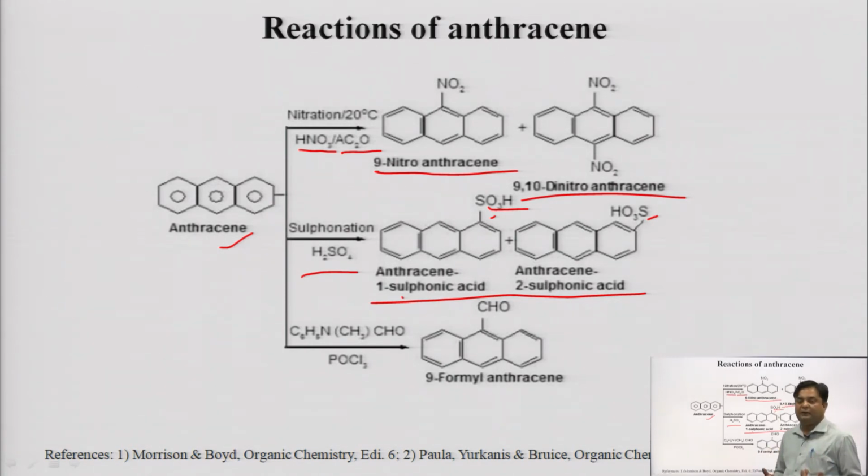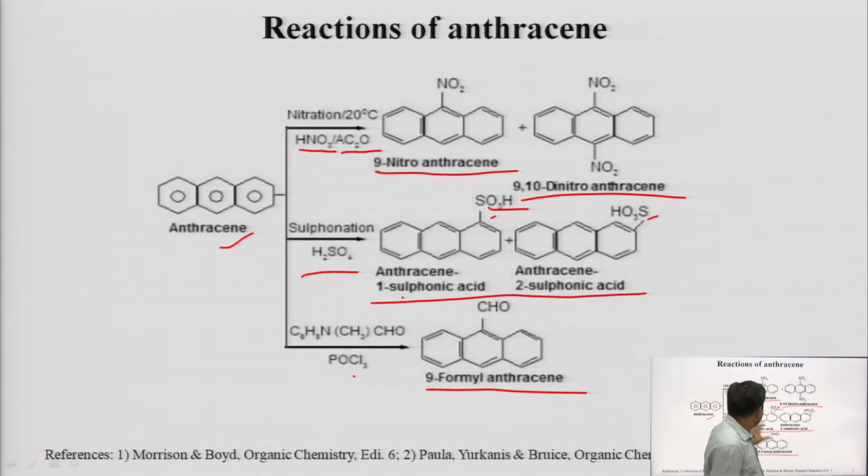Now, the third reaction in this particular PPT is the formylation reaction. As you know, as already said in the previous slide, anthracene in the presence of POCl3 undergoes the formylation reaction. Again, formylation occurs at the 9th position. So, all of these, sulfonation, nitration and formylation, come under the category of electrophilic substitution reactions.